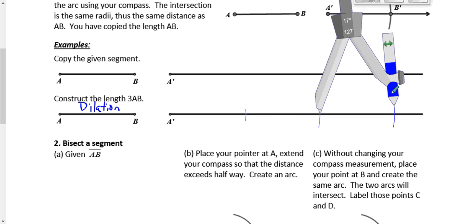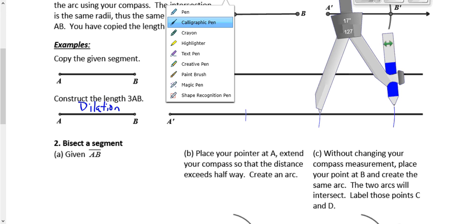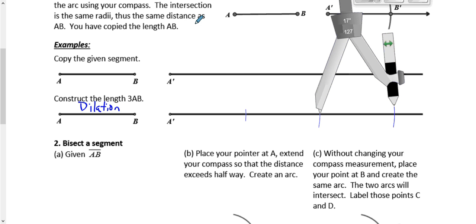So we do need to label it, right? So here's our A prime. And this point all the way out here, wouldn't that be our B prime? And that's 3 times AB. Okay, let's go down here. Now they want you to bisect the segment. I think we've done that, haven't we?